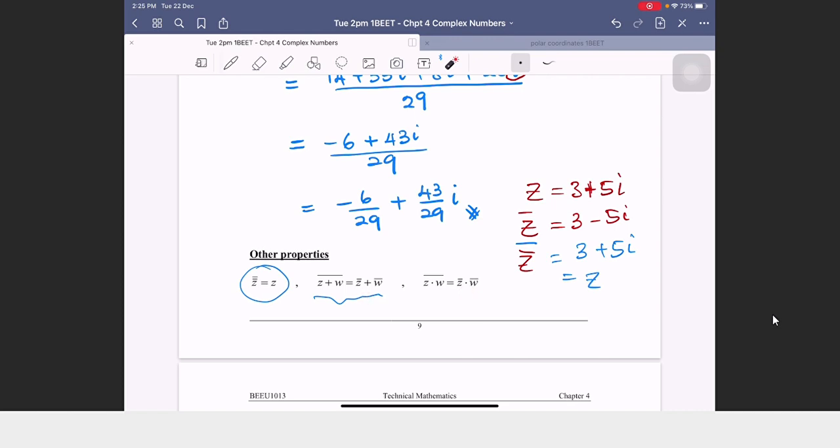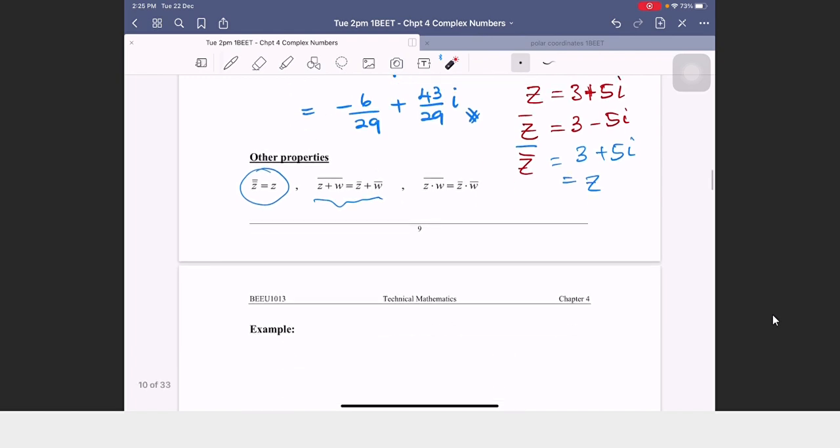To make sense of these two properties, you can again, as I mentioned just now, come up with any two complex numbers, and you can see that the left-hand side equals the right-hand side. This is how you make sense of this property. Any questions so far?